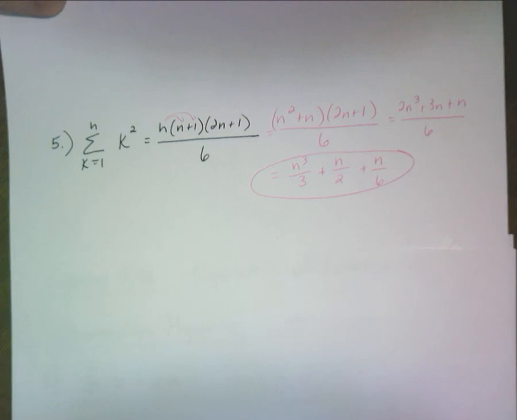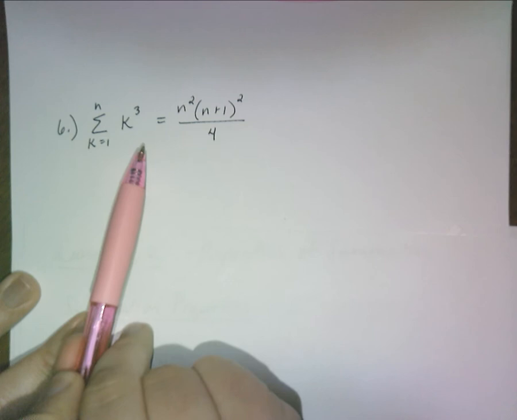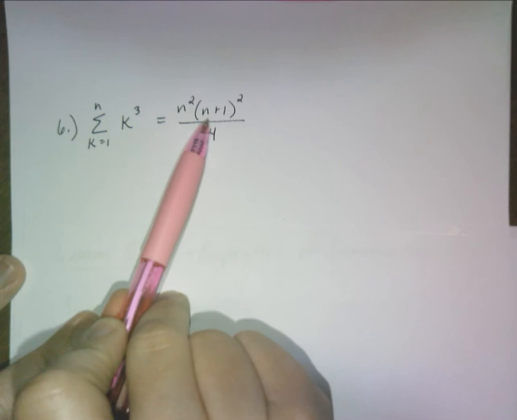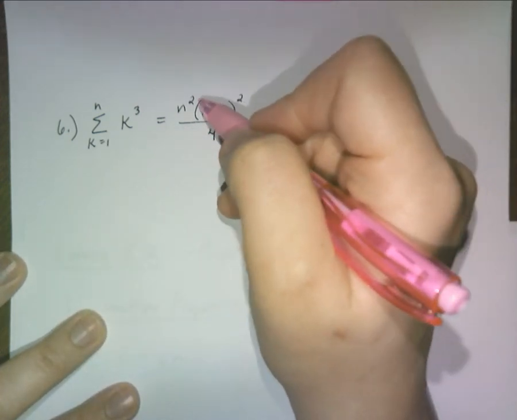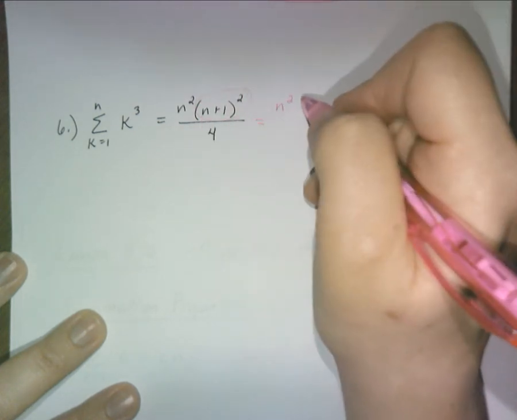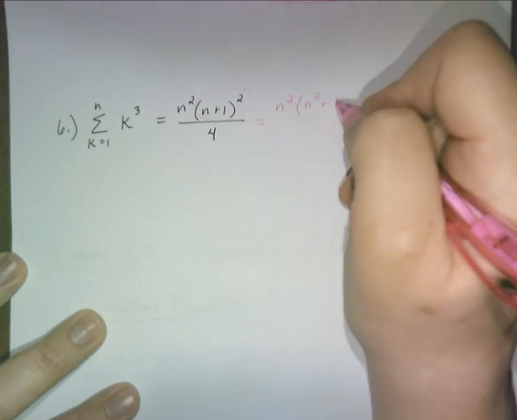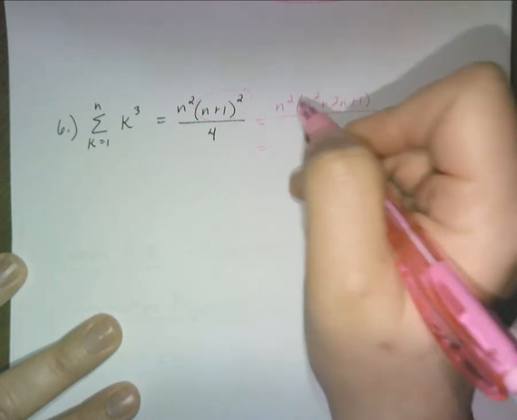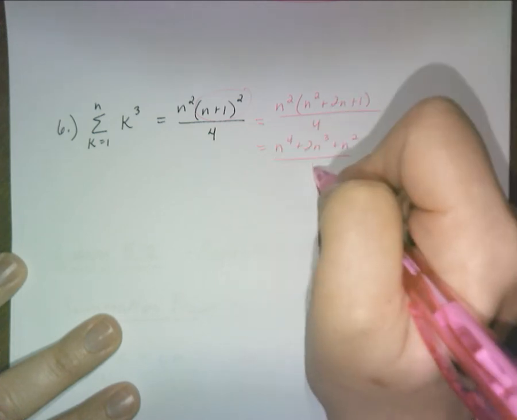All right, and then one more: the summation formula of k cubed. It's equal to n squared times n plus 1 squared over 4. Okay, so let's do this one. I'm just going to FOIL out that real quick. That would be n squared times n squared plus 2n plus 1. And then I'll FOIL in, that would be n to the 4th plus 2n cubed plus n squared over 4.